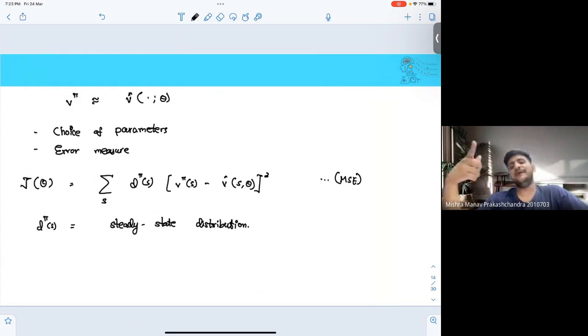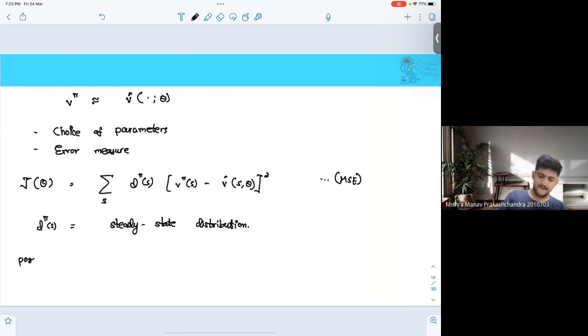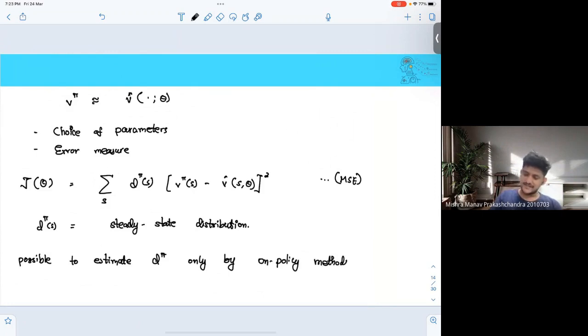And the way d pi is estimated is only by following that policy pi. I won't be able to estimate d pi of s if I'm following some other behavioral policy or some other estimation policy. So the only possible way to estimate d pi is by on-policy methods. So I have to remain in the policy in order to estimate this d pi value, right? So this is something important one needs to keep in mind.